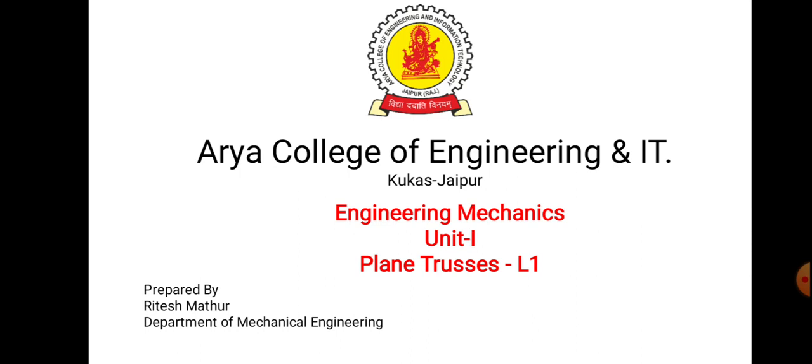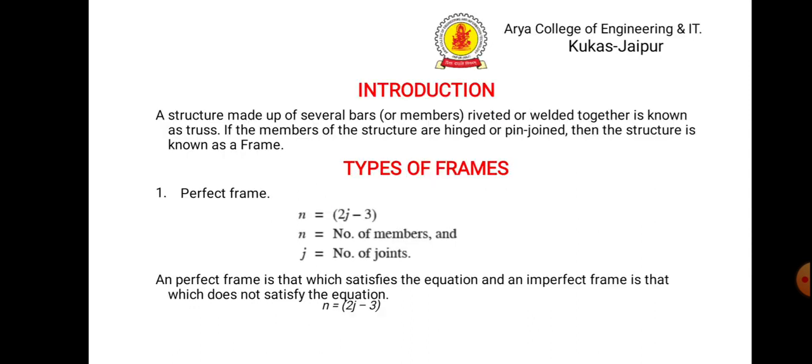In this lecture, we will discuss the basic concepts related to the plane truss. So first of all, what do you mean by a truss? A structure made up of several bars or members riveted or welded together is known as a truss. If the members of the structure are hinged or pin jointed, then the structure is known as a frame.